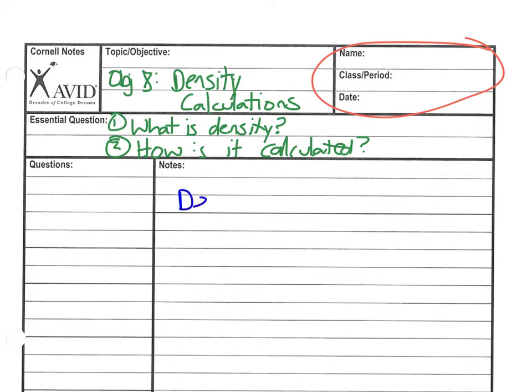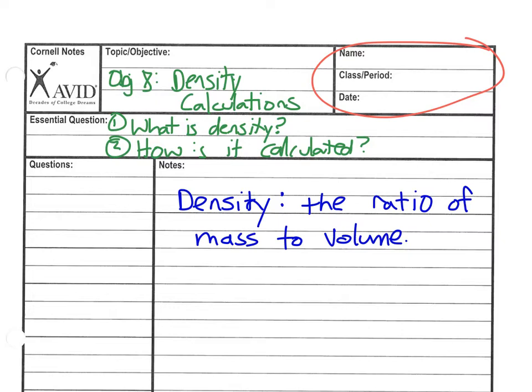So density is a property of matter. It is just something that every object has, and it is the ratio of mass to volume. Now for density we use the letter D. D is for density. In math class, when you hear the word ratio, you should think a fraction. That's what a ratio is. And in science class, mass is an M and V is a volume.